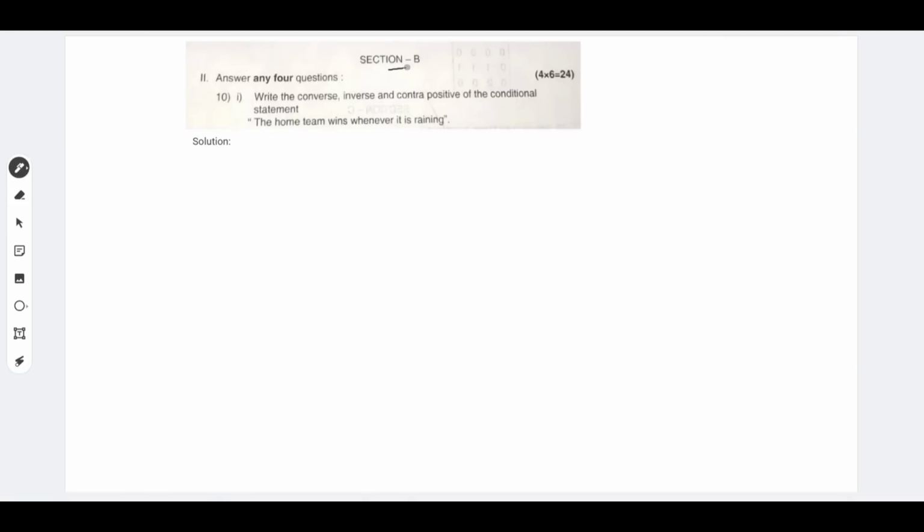Section B, we have to answer any four. Each question carries 6 marks. So here we have 10A, the first part of the 10th question. The first sub-question is to write the converse, inverse, and contrapositive of the conditional statement. Let us consider P as the home team wins. Then we take Q as the other part, breaking the sentence into two.